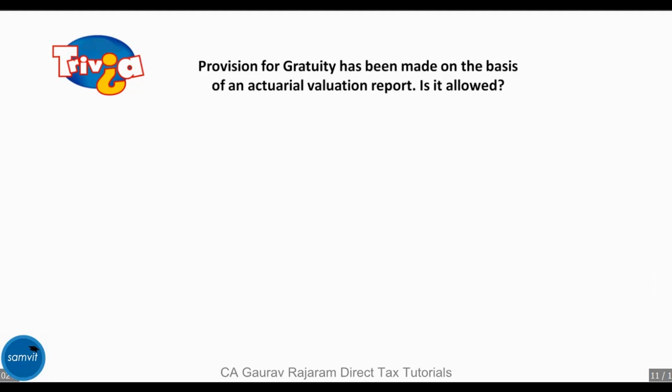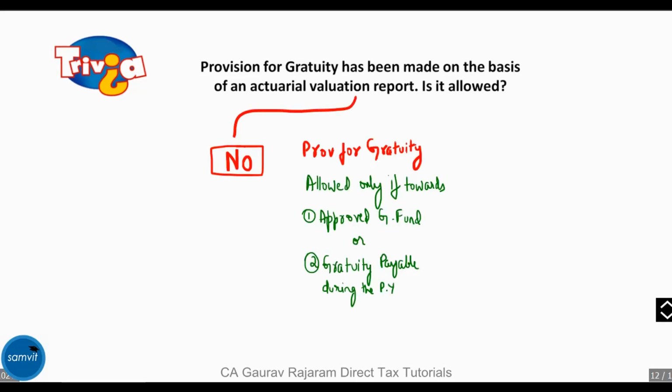Another question for you. The answer to this is no. The provision for gratuity is allowed only if it is made towards an approved gratuity fund or the gratuity has become payable during the year. In no other scenario will provision for gratuity be allowed.